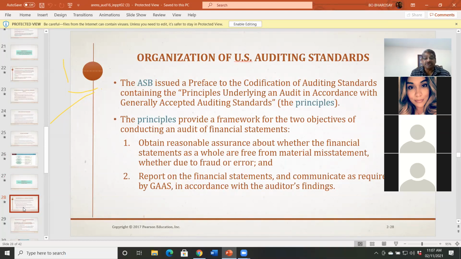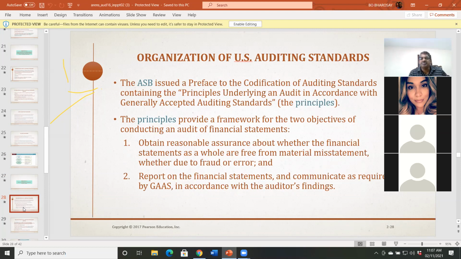What do we mean by reasonable assurance? Reasonable assurance does not mean that we guarantee. What it means is that based on our audit, we have reason to believe, and we do believe, that the financial statement is free of material misstatement. Not accurate, not correct, but free of material misstatement.